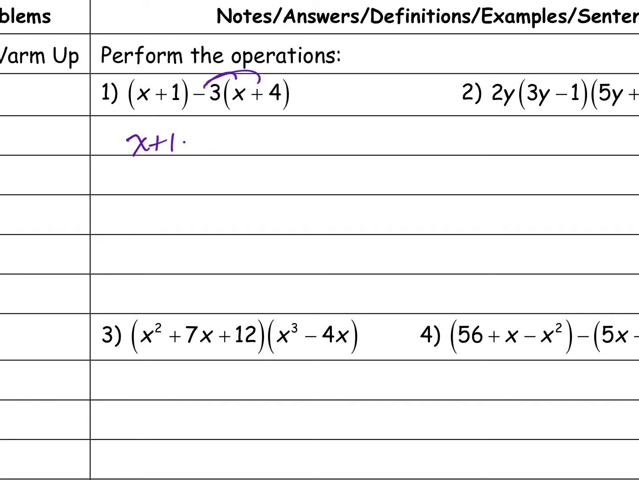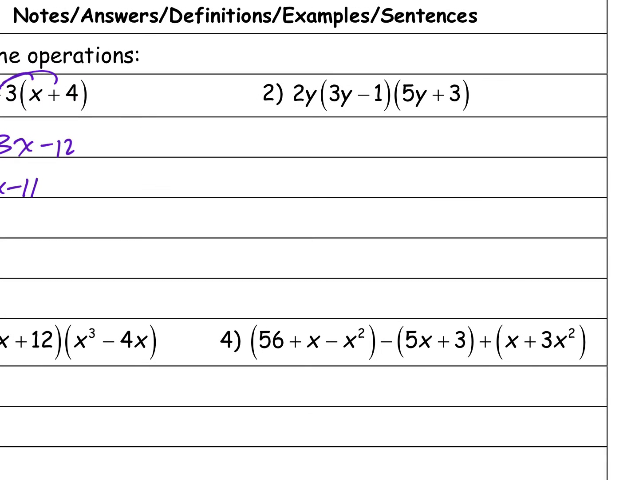X plus 1 minus 3x minus 12 gives me negative 2x minus 11. Okay. Next one's just a little harder. There's a couple different ways I can multiply this. I can multiply the two parentheses first and then multiply by 2y.